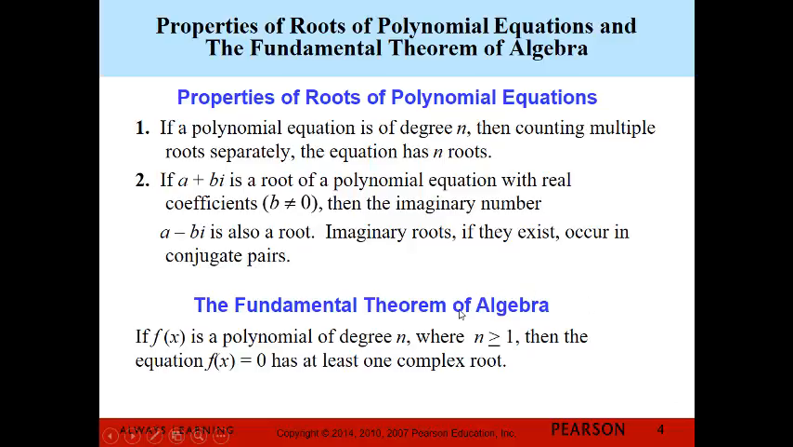And then we're going to also use the fundamental theorem of algebra. And that tells me if a polynomial of degree n, where n is bigger than or equal to 1, is set equal to 0, that equation has at least one complex root. And remember, real numbers are considered complex numbers.